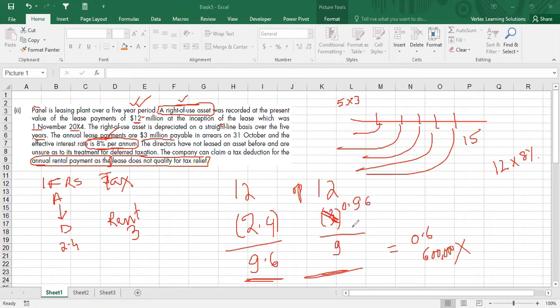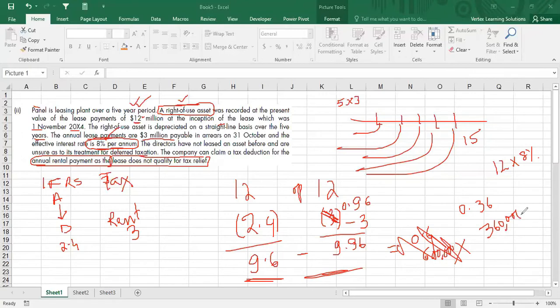And then from 0.96, I subtract 3. So how much does it make? Can somebody make a quick calculation? 12.96 minus 3, 9.96. Okay. Then 9.96 and 9.6, the difference comes out to be 0.36, which means that 360,000 is the difference.